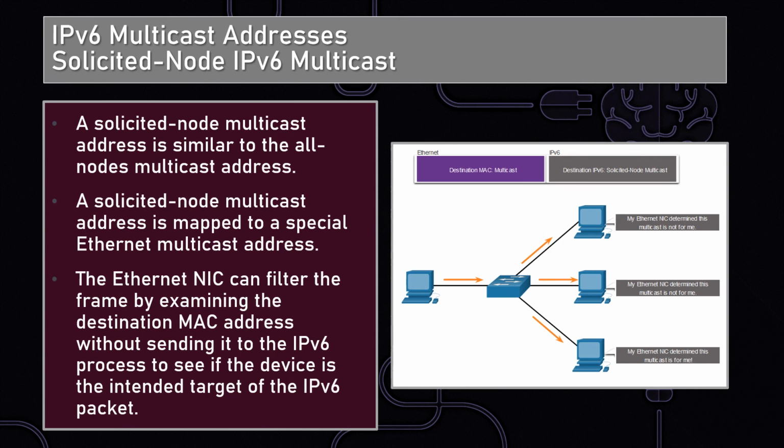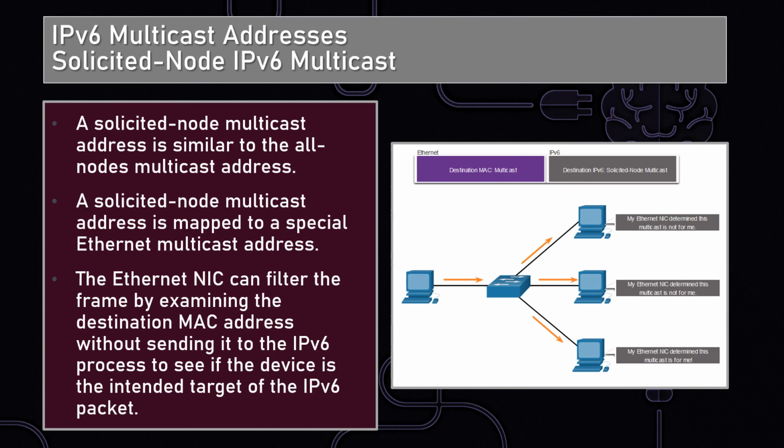Solicited node multicasts are a little bit different. It's similar to the all nodes address. Solicited node is mapped to a special Ethernet multicast address. The Ethernet NIC can then filter the frame by examining the destination MAC without sending it to the process at IP level to see whether or not the device is the intended target or not.